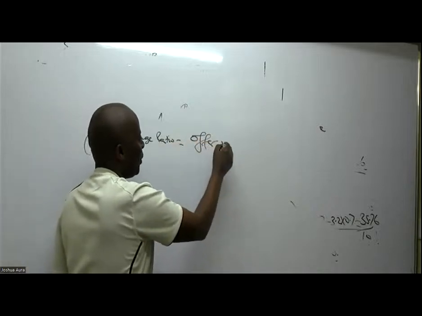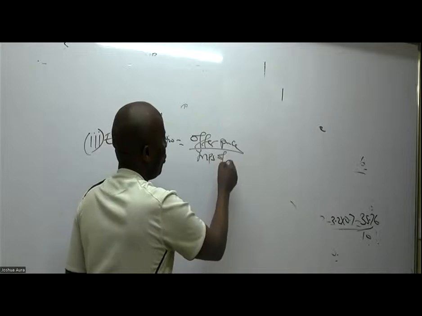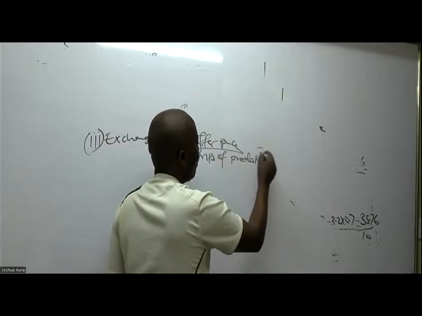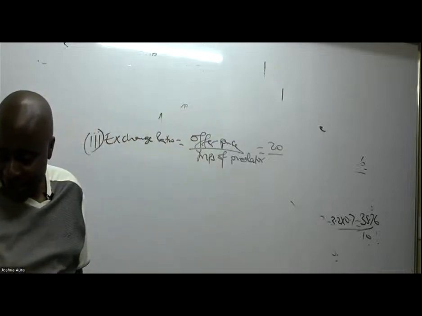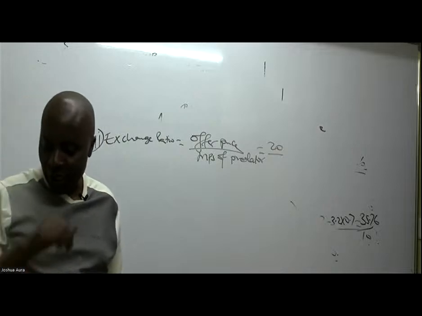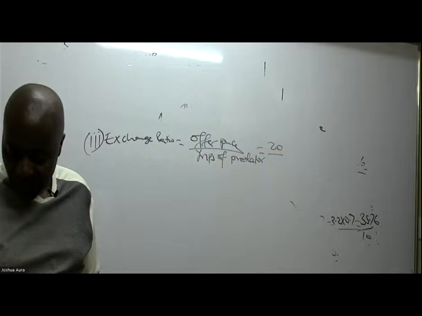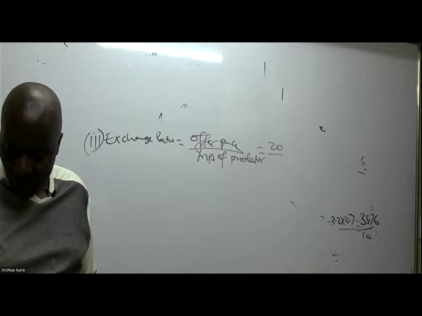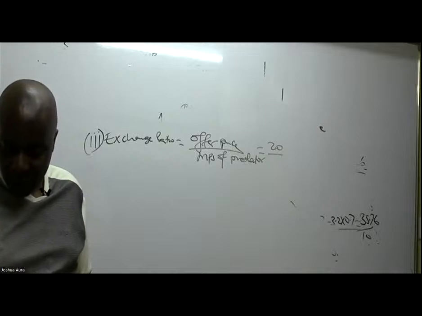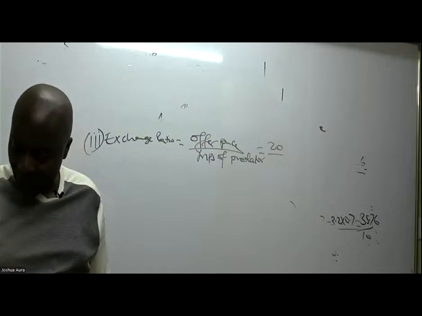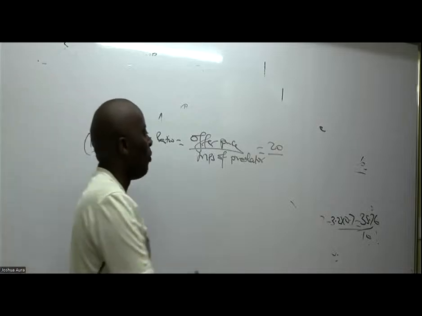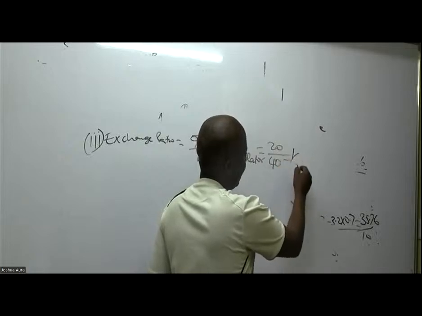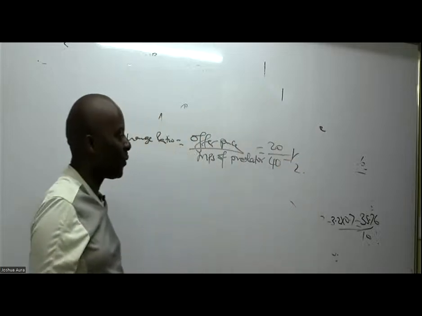This will be the offer price over the MPS of the predator. The offer price is 20. And the MPS of the predator is 40. So 20 over 40, if you wish, you can say it's half, or 0.5 as a fraction.